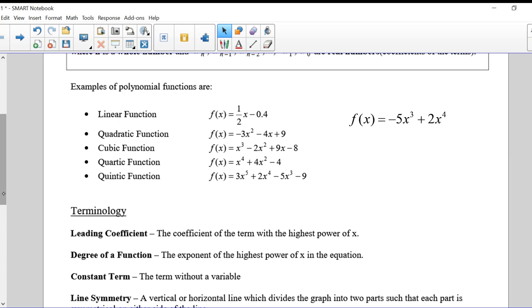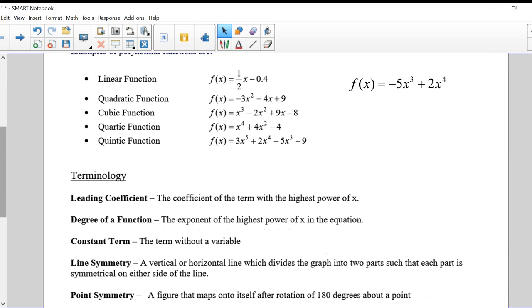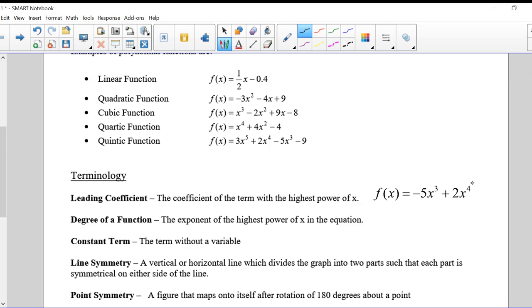Let's get to leading coefficient. The leading coefficient is a term you probably have heard before, and as the definition says here, it is the coefficient of the term with the highest power of x. So if I'm looking at this function right here, the leading coefficient is not the minus 5, which it may seem like it should be because that's the first number. The leading coefficient is actually the 2. Why? Because the highest power of x is the 4, right here.